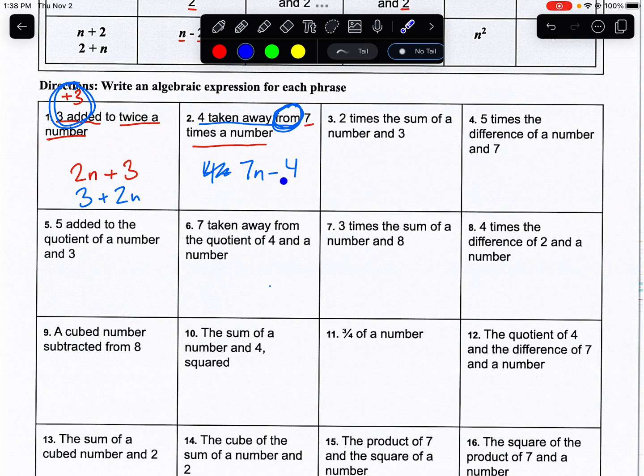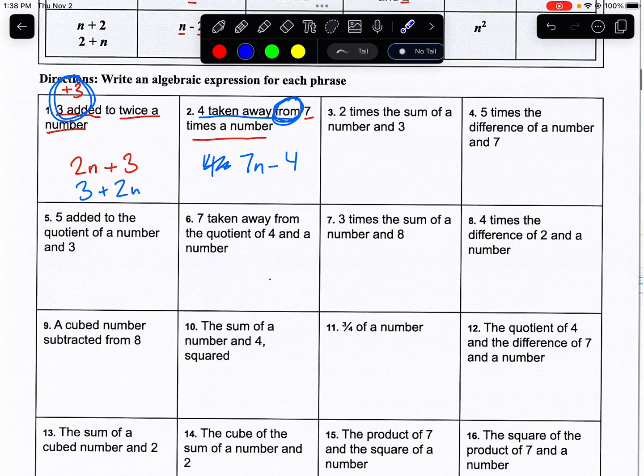So now this is 7n minus 4. And yes, the order does matter when we're talking about subtraction. Let's try number 3. 2 times the sum of a number and 3.